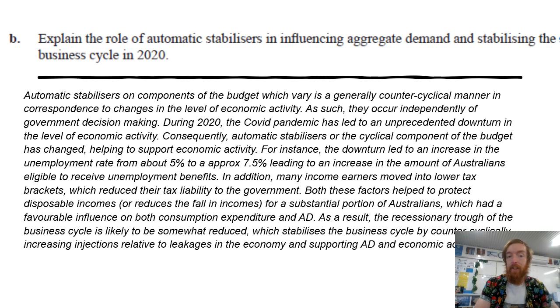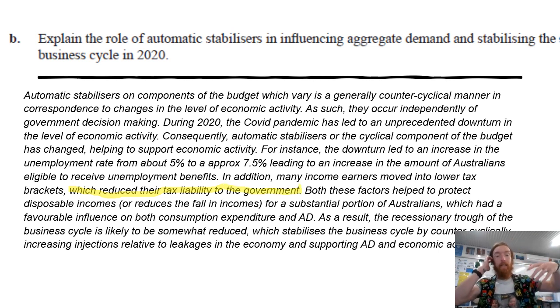For instance, this downturn led to an increase in the unemployment rate from about 5% to approximately 7.5%, leading to an increase in the amount of Australians who are eligible to receive unemployment benefits. In addition, many income earners moved to a lower tax bracket, which reduced the tax liability to the government. That's what I'm saying about the importance of talking about both, because if you didn't do that, you'd lose a mark straight away.